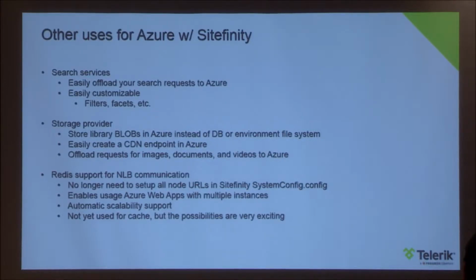We also have Azure as one of the services you can do. Azure is nice because it, like Elasticsearch, supports facets and filters, and it's easily customizable. With the 7.3 release, we changed the way search works. We have search services now, and you can very easily just create a new search service or customize the one that's out there to include filters or facets.